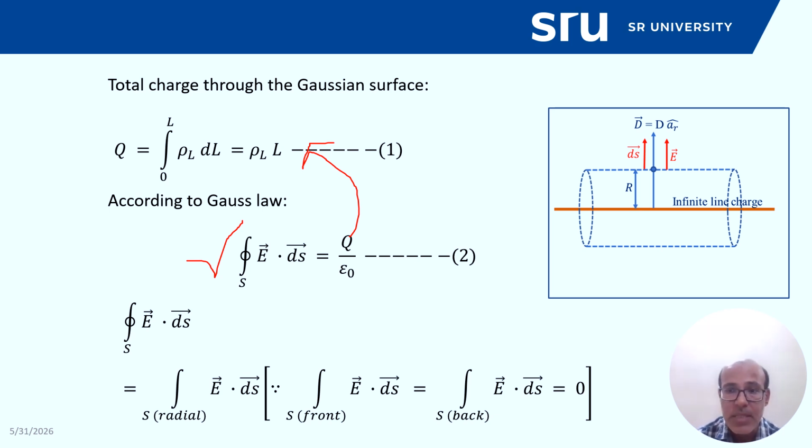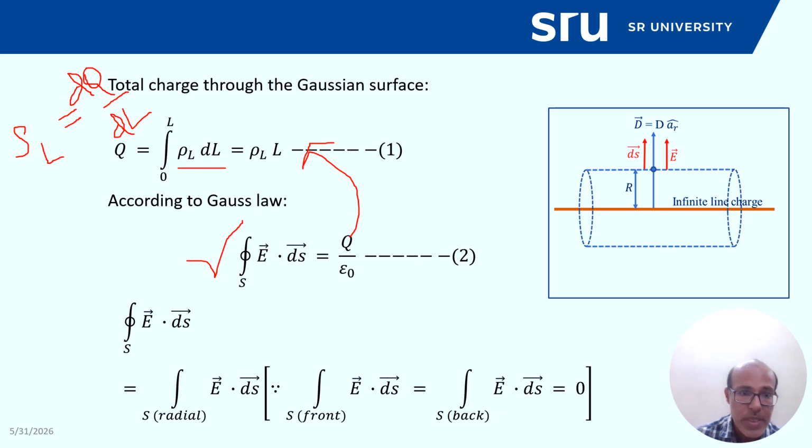Density is mass by volume. Charge density means charge by volume. Line charge means charge per unit length. Charge is Q, length is L. Suppose you take an elemental length dl, you will have an elemental charge dq. Therefore, dq is equal to rho L dl. That is what dq is.